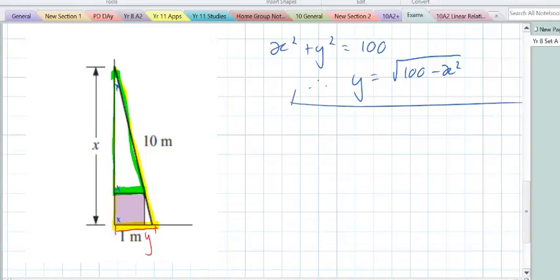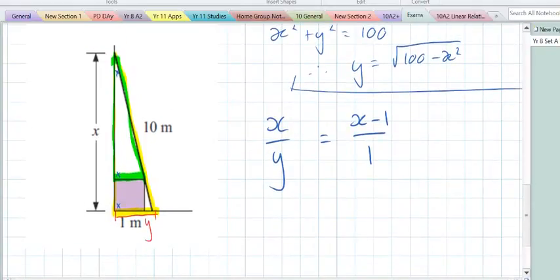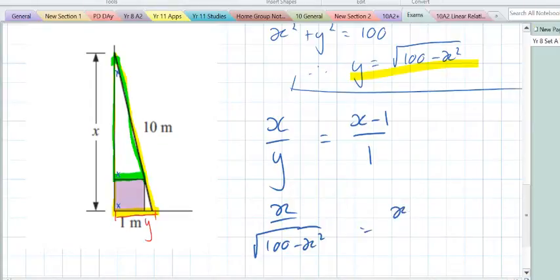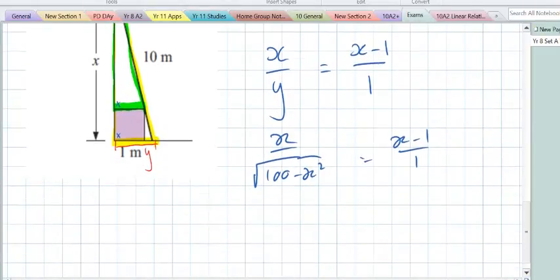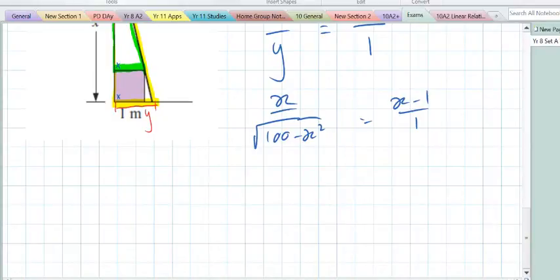Right, now using the ratios. Taking the big triangle, we have x over y. The little green triangle would then give us x take 1 over 1. Now is where we use our Pythagoras from the first part, replacing y with square root of 100 take x squared, and that is equal to x take 1 over 1. Right, that has set us up with an equation that is only involving the term x, and we need to find x.